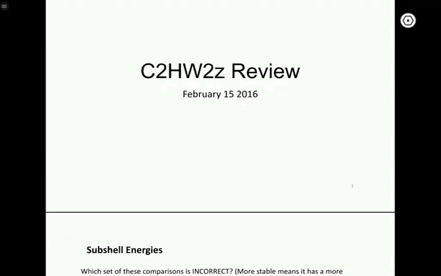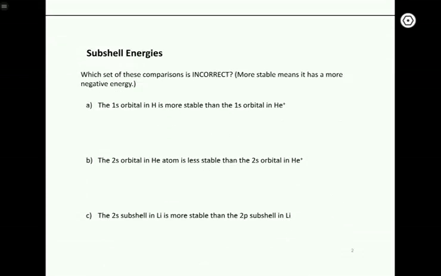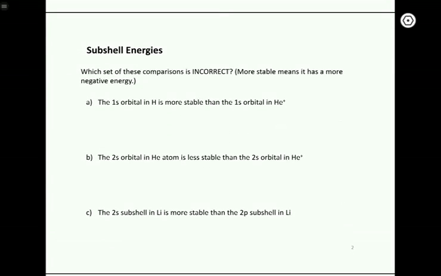So let's go through. I again picked the problems that we performed the worst on. Most of these we had a success rate of less than 50%, so we're going to try to clear up some things with this video. Alright, so the first couple had to do with subshell energies, and this was one that I got a few questions on during the week, and we overall had a little bit of trouble with.